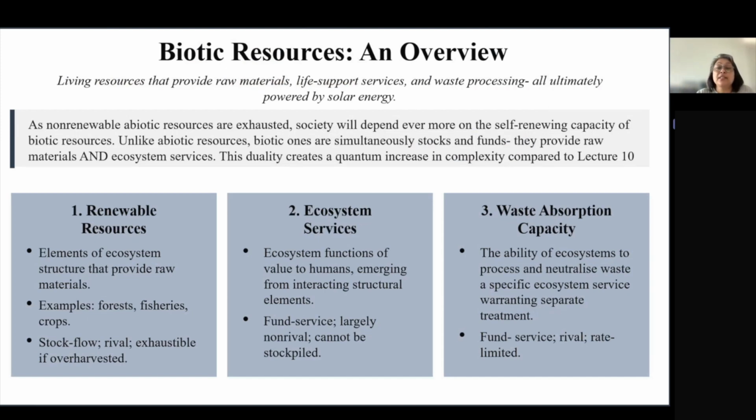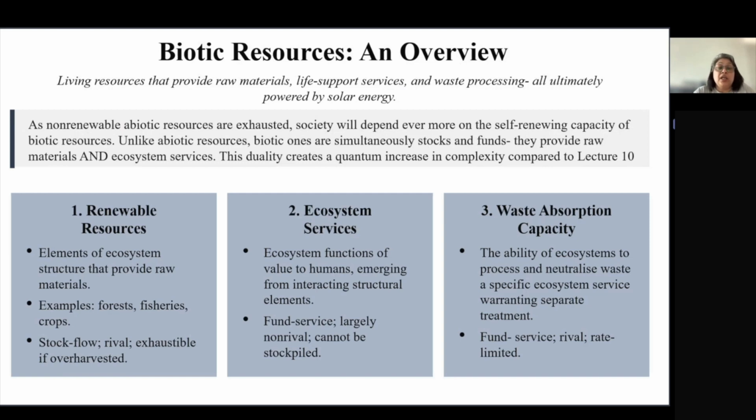So biotic resources are living resources that provide raw materials, life support services, and waste processing. And all of them are ultimately powered by solar energy, something which we discussed in our last lecture, that solar energy actually is one of the most significant resources that we have. As non-renewable abiotic resources are gradually exhausted, society will depend ever more heavily on the self-renewing capacity of biotic resources. So understanding them is not merely an academic exercise, it is essential preparation for the economy of the future as well.